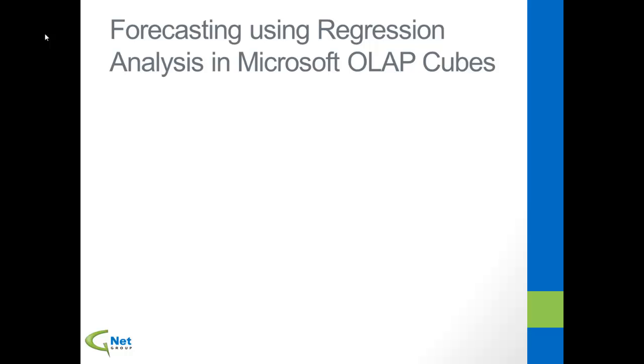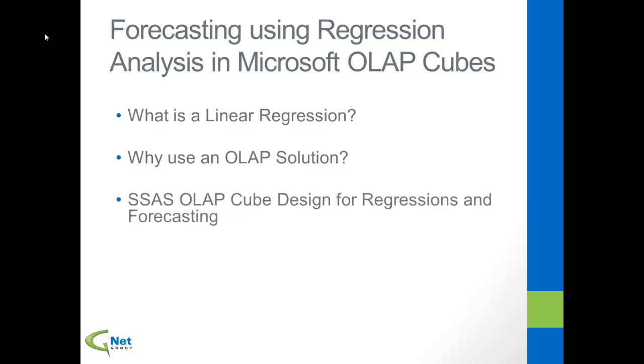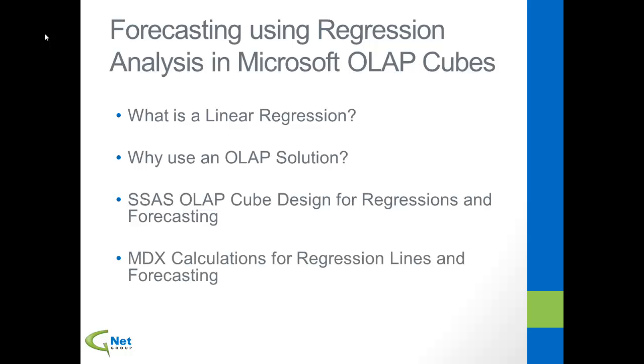Here's the agenda for a walkthrough of the process by which to build regression lines and forecasting calculations into a Microsoft Analysis Services OLAP cube. We'll start by reviewing the concept of a linear regression. Next, we'll discuss the benefits of using an OLAP cube. Then we'll review the elements required in an SSAS OLAP cube to add regression lines and forecasting. We'll walk through the MDX calculations that need to be added to the cube. And finally, we will review how these calculations can be used in a front-end tool.